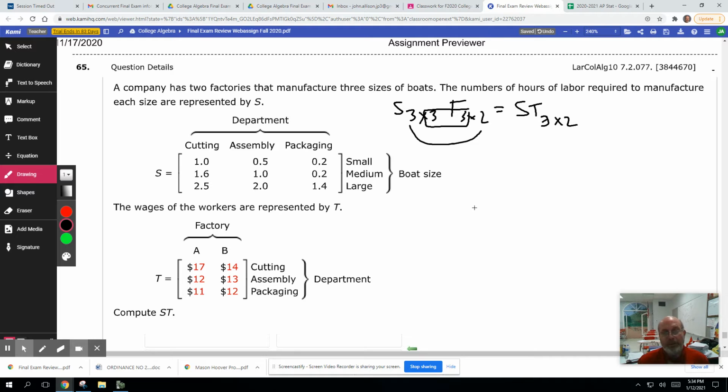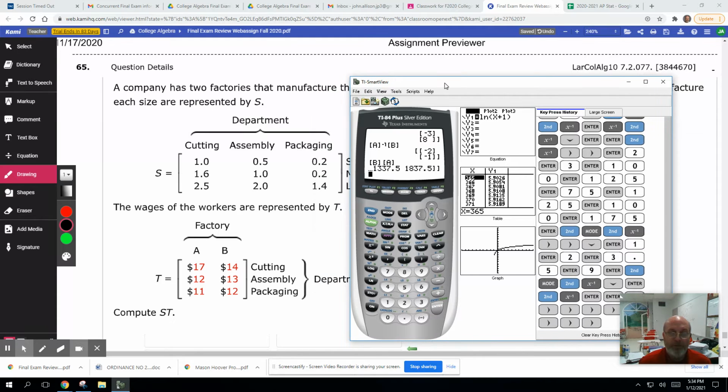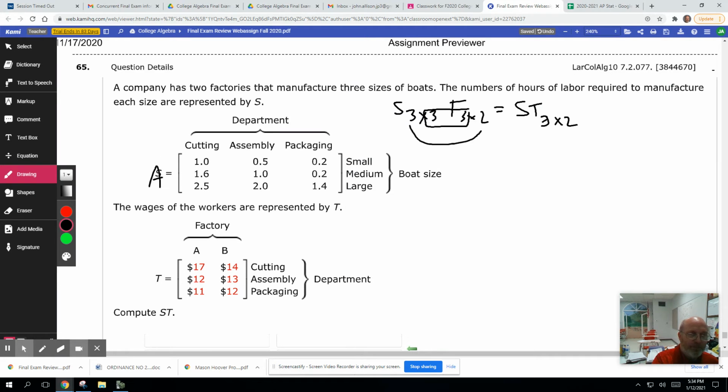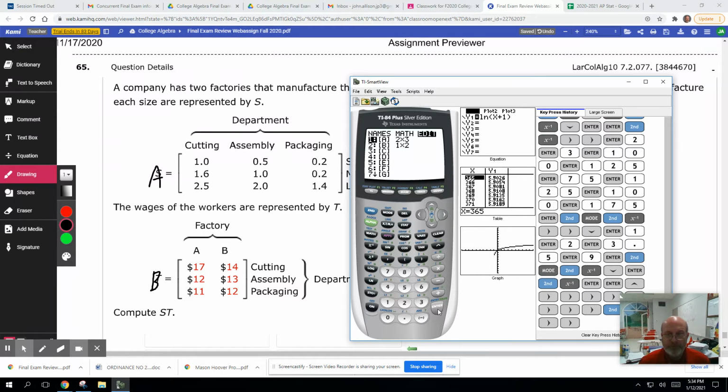So we will set it up in our calculator like we did the last problem. We'll put in S, but we're going to call it A, just because it's easier to find A in the calculator than it is S. We're going to call S matrix A, and we're going to call matrix T matrix B in our calculator. So I'm going to do second matrix. We're going to edit matrix A and make it a 3 by 3 matrix.